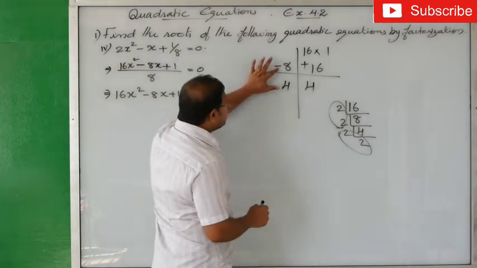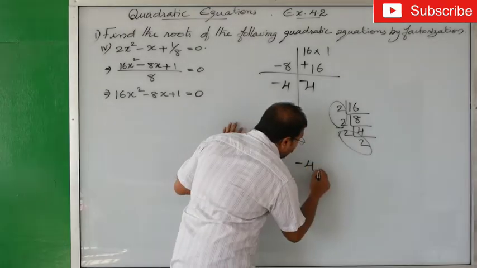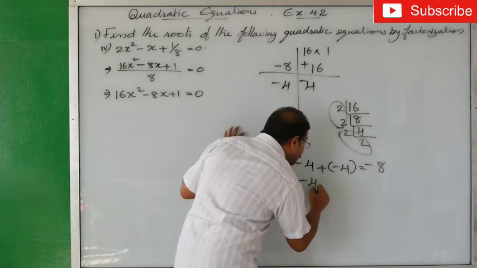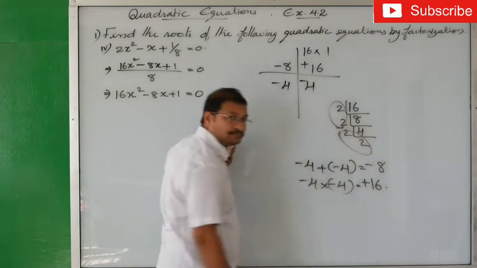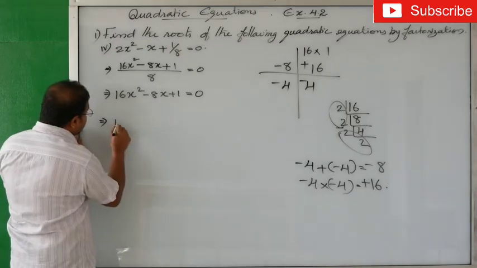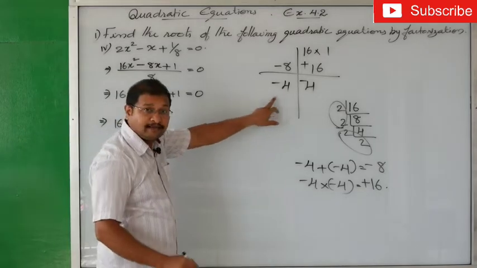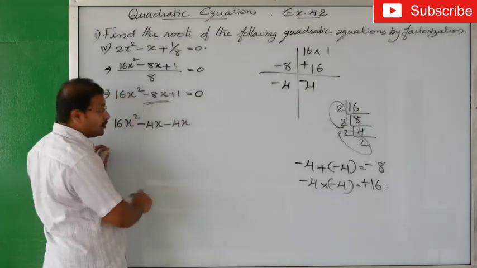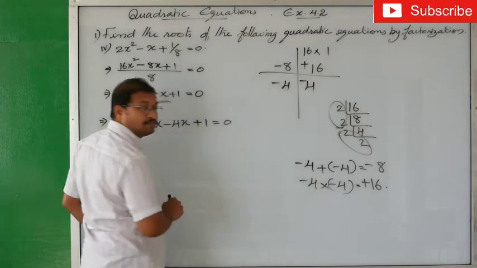But we know that the addition is minus, which means both numbers are minus, because minus 4 plus minus 4 equals minus 8. Minus 4 into minus 4 equals plus 16. Ready? This implies, now what will we do? 16x² minus, in place of minus 8x, what can you write? Minus 4x minus 4x, because 4 plus 4 is 8. Plus 1 equal to 0.